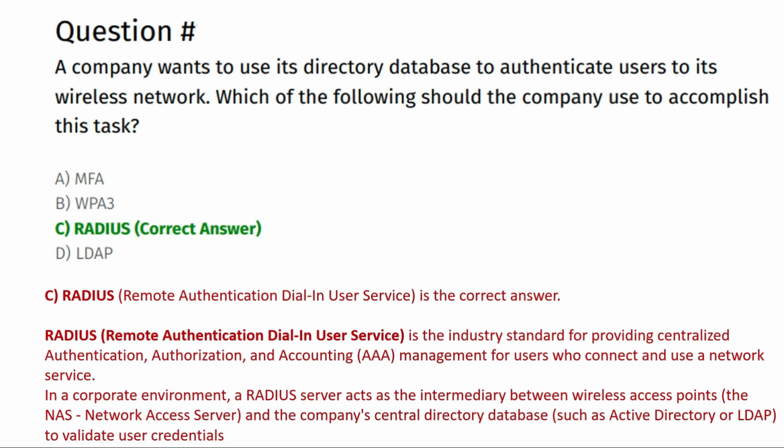So Radius is the industry standard for providing centralized authentication, authorization and accounting management for users who connect and use a network service. In a corporate environment, a Radius server acts as the intermediary between the wireless access point, the NAS (network access server), and the company's central directory database, such as Active Directory or LDAP, to validate users' credentials. So that's why the correct answer for this question is Radius, remote authentication dial-in user service. So let's move to the next question.